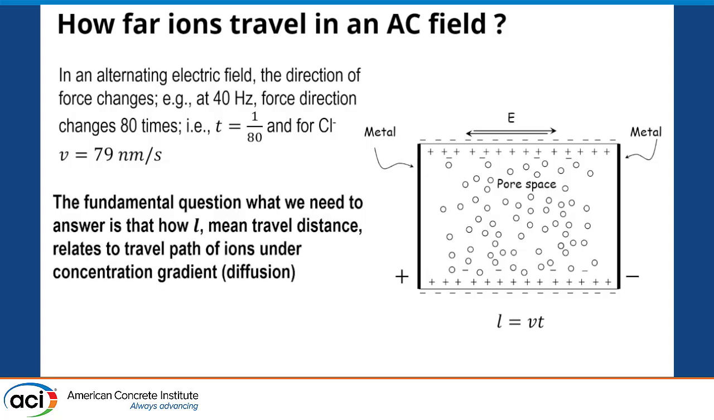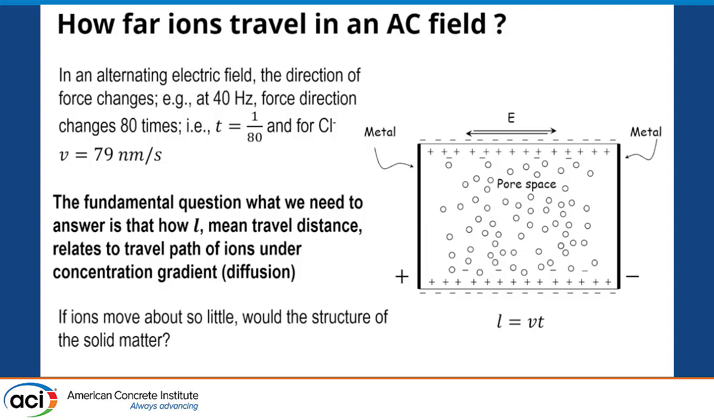And again, this is a question that many of you might know the answer to, but this is a question that I do not know the answer to. And that is how this small distance that these ions move correlates to the long distances that we are interested in diffusion tests, right, under concentration gradient. And another question that I got interested in answering was, if ions are moving such a small distance, on the order of a few nanometers, why would the structure of the solid actually matter?